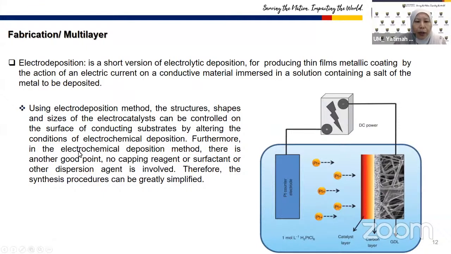In this particular electrochemical deposition method, there is another good point: no capping reagent, surfactant, or other dispersion agents are involved. Therefore, the synthesis can be greatly simplified, because we know at what potential the platinum ion can be reduced to platinum. Then we can control the potential, targeting only the platinum to deposit on top of the carbon. That's why this method is very much used for certain ions that can be deposited on top of the substrate.